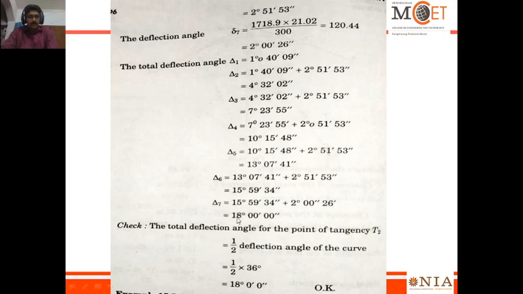At last, the total angle is 18 degree, which must be the check of half the deflection angle of the curve. The deflection angle of the curve is 36 by 2. So hence the check is okay. So based on the angle, we can set the curve. Here the accuracy we can maintain is very high compared to any other linear methods. I hope you understood the Rankine's method, friends. Now we shift to the vertical curves.